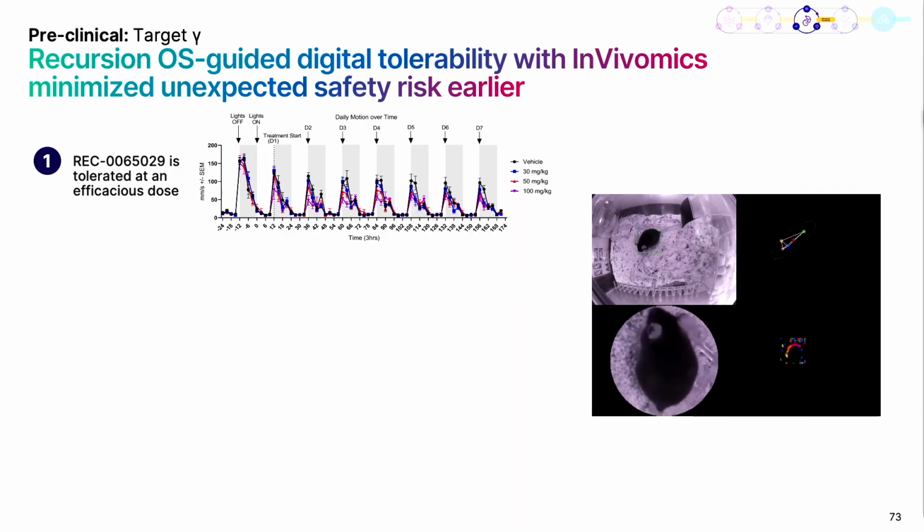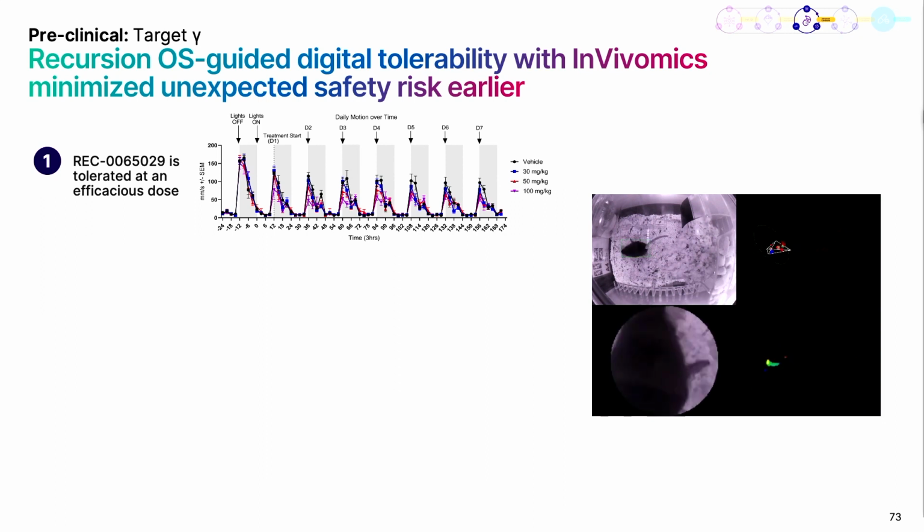So again, here are the beautiful images of the animals in the cages. And as Lena was referring to earlier, we take 24/7 video and we automatically read out behavior from the animals. And what I'm showing you up in this corner here is that first compound that we identified, Rec 65029, and the actual profile for that.